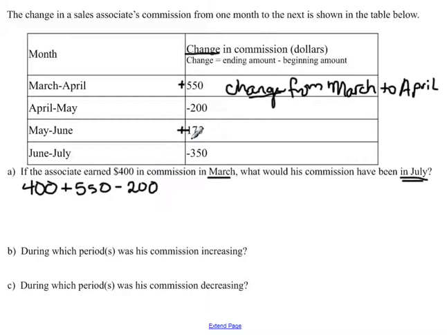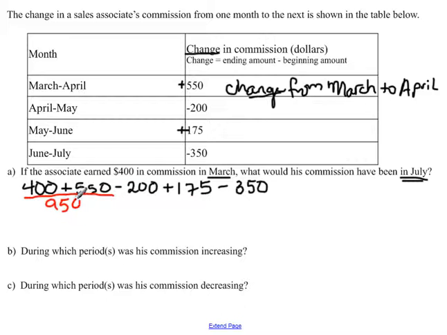From May to June, we had a positive change, so we're going to add 175. And then finally, from June to July, there was a drop in the commission, so we had a negative change, so we put down negative $350. So this is what we're going to have to do. We'll just march our way from left to right here, taking it one step at a time. So $400 plus $550 gives us $950.